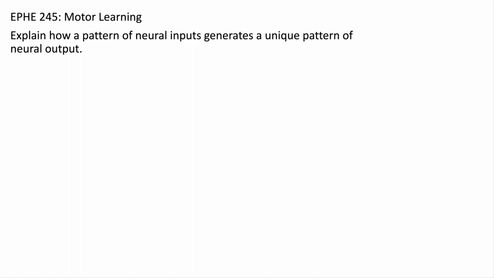Explain how a pattern of neural inputs generates a unique pattern of neural output. So this question is an extension of the previous question and is the really key to understand how synapses represent memories, or the strength of synapses more correctly.